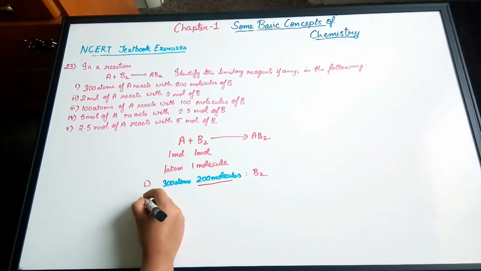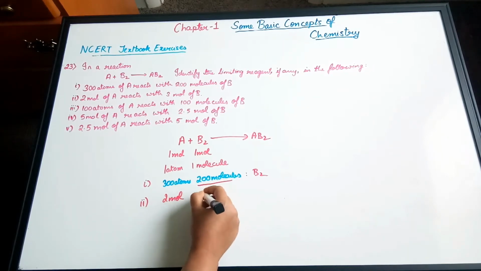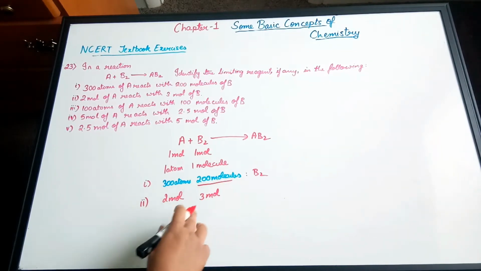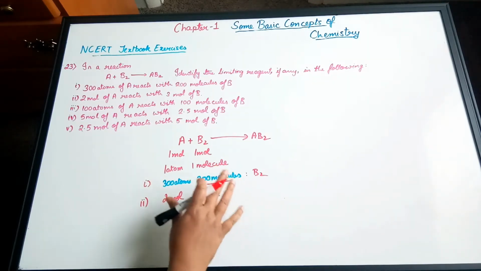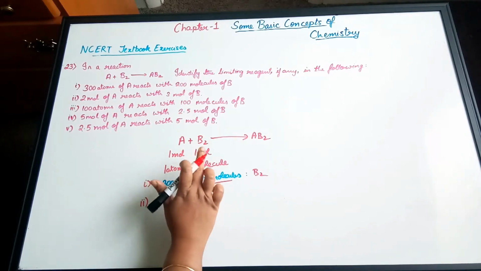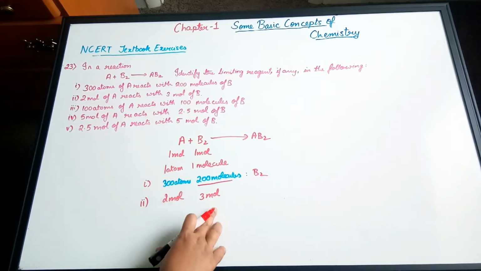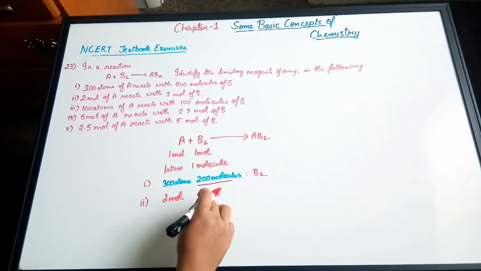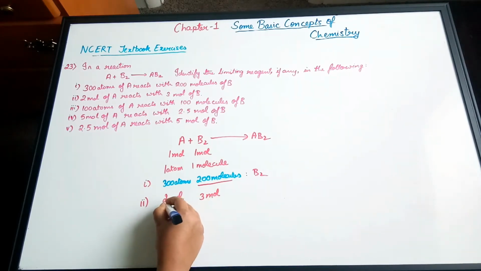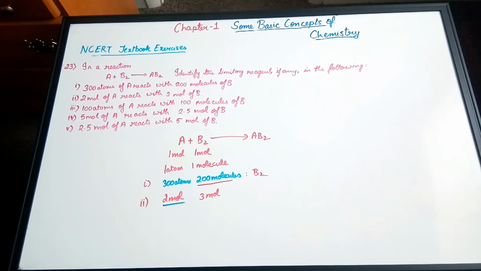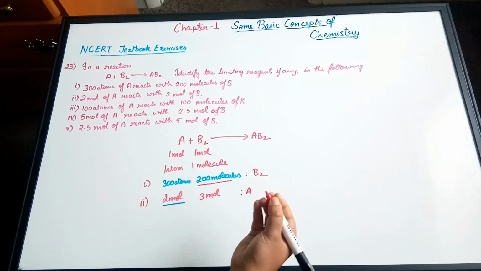Next one, 2 moles of A is reacting with 3 moles of B. No, I'm sorry, it's not similar to the previous one. 1 mole of A reacts with 1 mole of B, which means 2 moles of A will react with 2 moles of B, which means 1 mole of B is still remaining, making A the limiting reagent, because A is completely getting used up in the chemical reaction. So here the limiting reagent is A. Let's go to the next one.